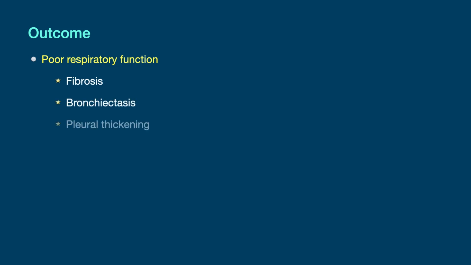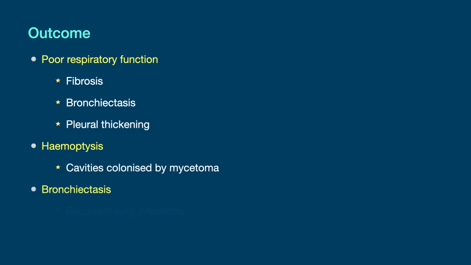Some patients may experience poor respiratory function due to fibrosis, bronchiectasis, pleural thickening. Cavities colonized by mycetoma can lead to non-resolving hemoptysis. And if one develops bronchiectasis secondary to tuberculosis, this predisposes them to recurrent infections and hospitalizations. Respiratory failure can be a result of fibrotic lung parenchyma, airway disease, or pleural thickening.